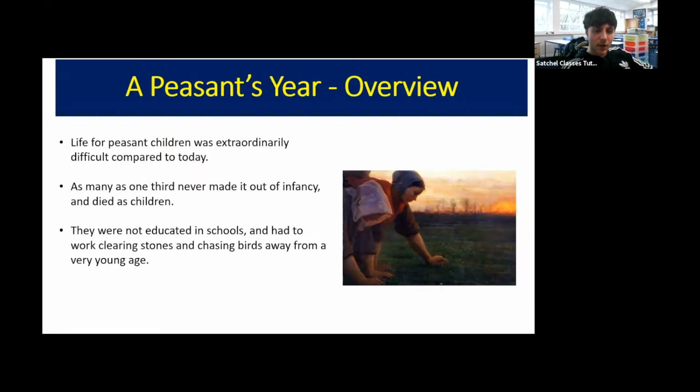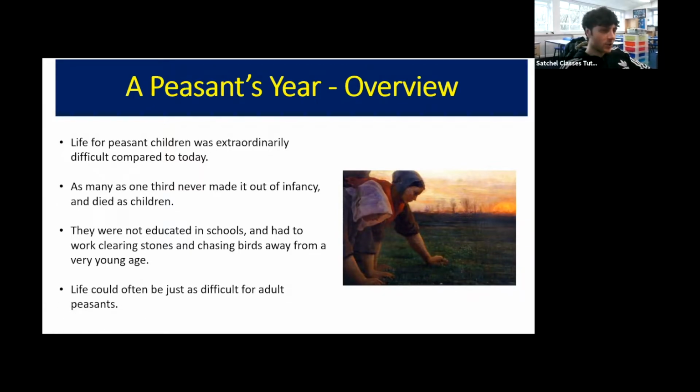If you said it's because birds might have eaten the seeds, then you are absolutely right. So when they're there sowing seeds, it's no good if the birds come along and nick them all. They need to make sure that those seeds are sown and that they take properly and grow properly. This is not trivial for those peasants. It's a matter of life and death.